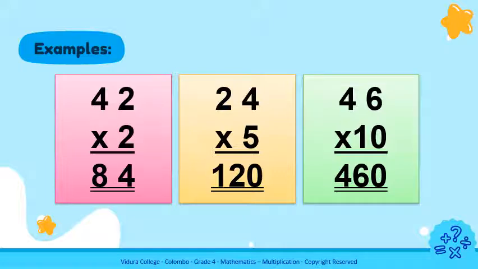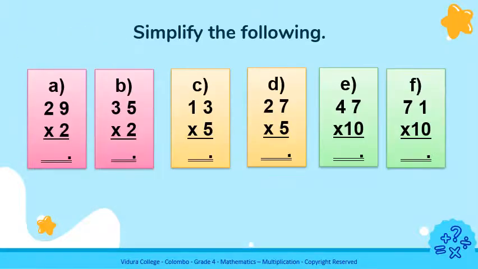Now we have 10 times. When you multiply by 10, you just have to put a 0 at the end of the number. Look here, the number we have to multiply is 46. What you have to do? You have to just put a 0 at the end. So, the answer is 460. Easy, isn't it? Okay, children, now it's your turn to do the questions.